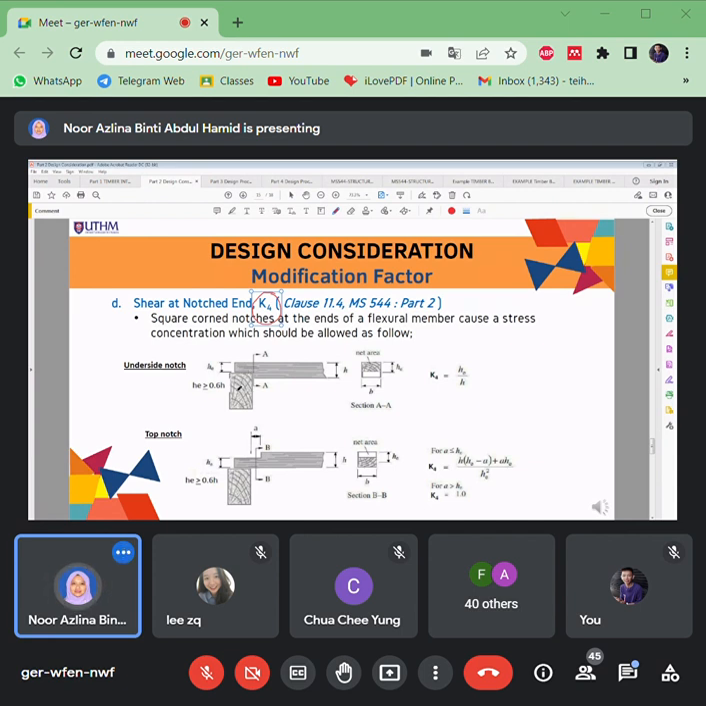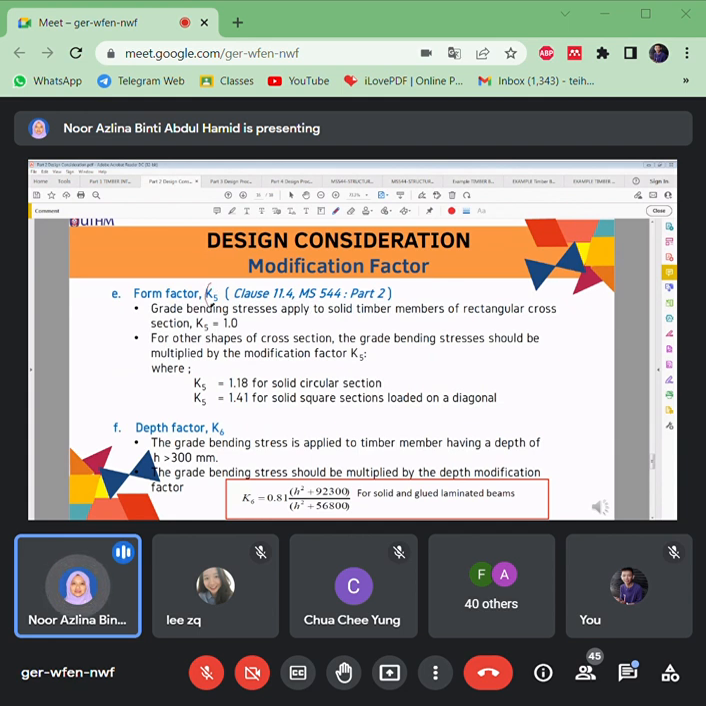In terms of notch here, it has two conditions, either underside notch or top notch. This is the effective height for the notch, HE, and A is the distance from this notch to the support. For an underside notch, you just need to use this equation, HE divided by the full depth of the timber, in order to know the value of K4. For a top notch, you have to determine A first. Is A more or less than HE? This is the distance for A. Then you can use these equations.